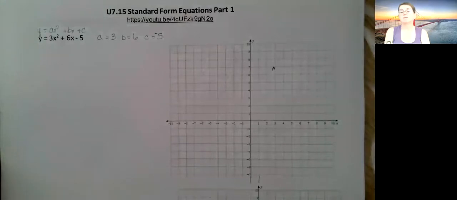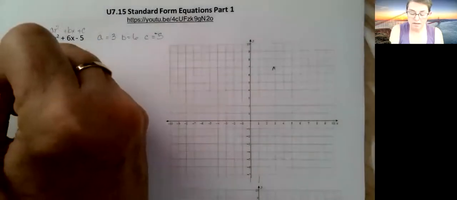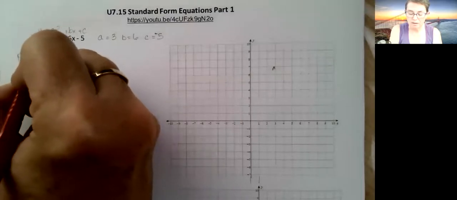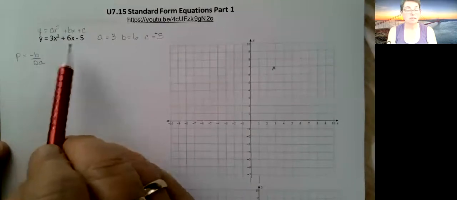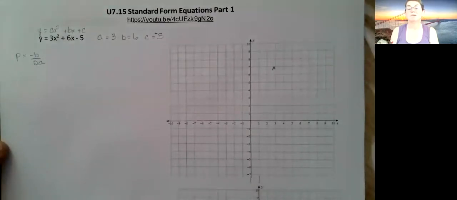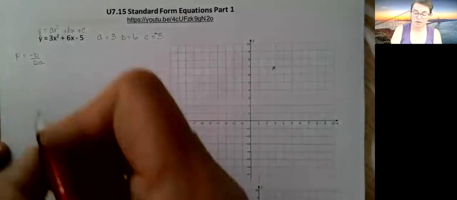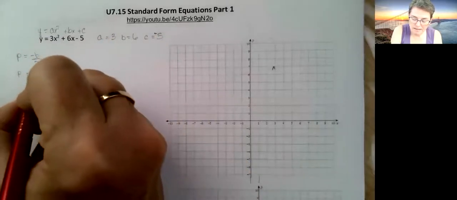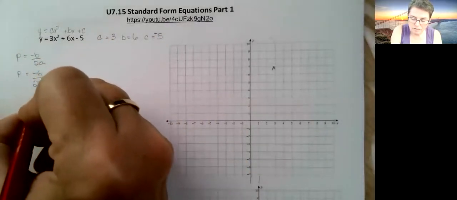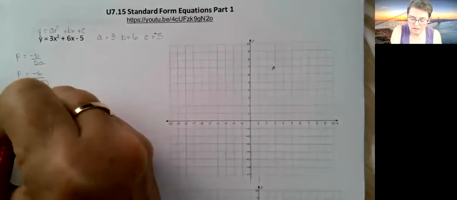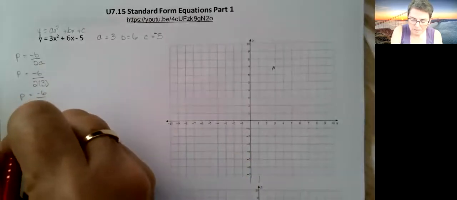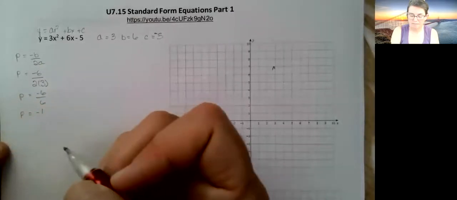So the first thing we want to do is be able to plot our vertex. So vertex is p is equal to minus b over 2a. Remember, this one looks prettier, but it's a little bit more work to plot the vertex. Once you've got the vertex, everything's the same as before. So p is equal to minus b, so it's going to be minus 6 over 2 times 3. So p is going to be minus 6 over 6. P is going to be minus 1.